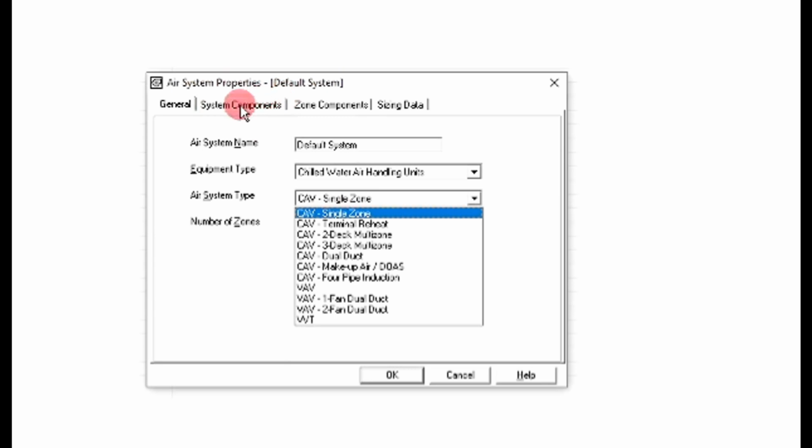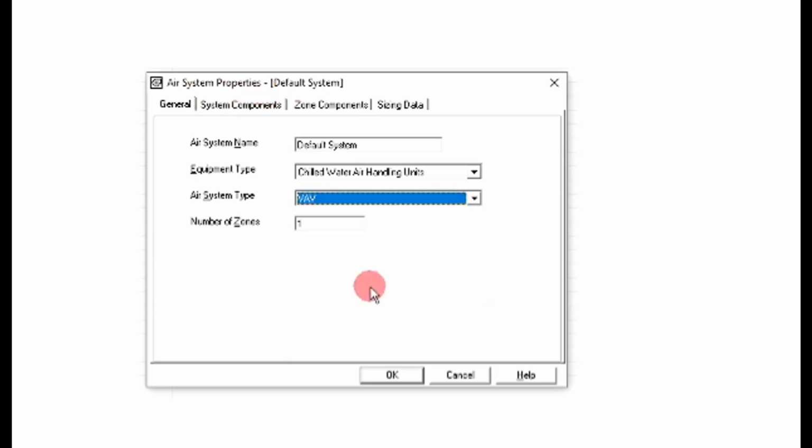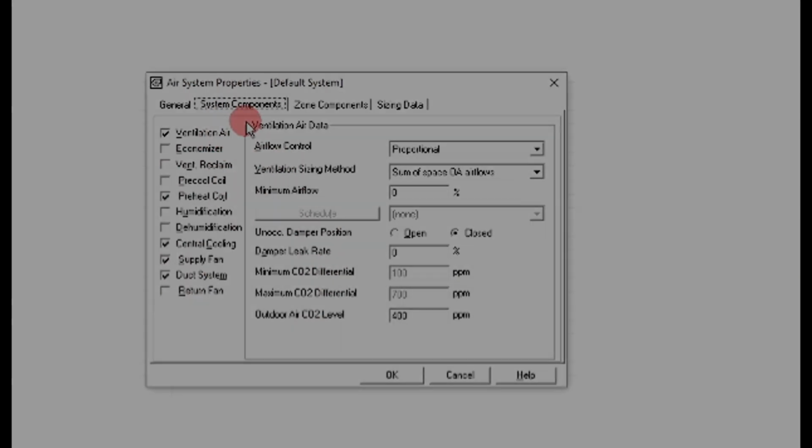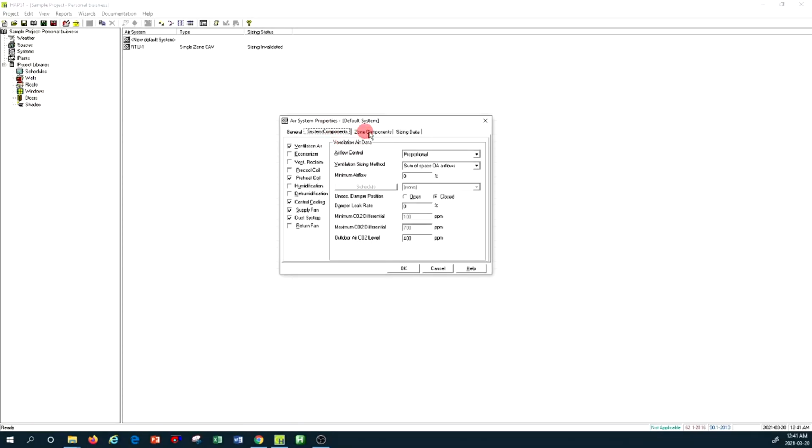And so on the other tabs, as we said, if I select VAV in one zone, then I go to the next tab, and then I have to fill up the other information as we just discussed. So I will keep it for this for now, and I will discuss the zone component and sizing data in the next tutorial.